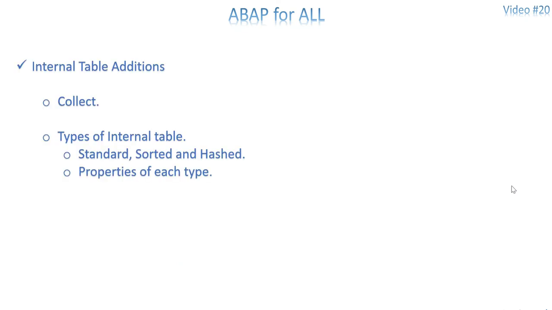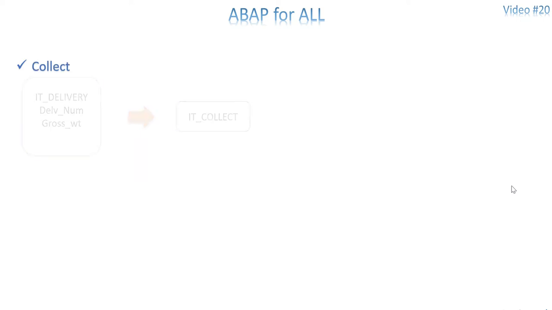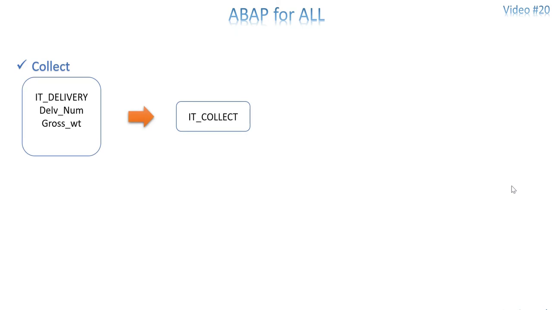First thing we are going to see is collect. From the name itself you can understand it is going to collect some values from the source internal table. It has its own property. The idea is that I'm going to get the consolidation of the delivery gross weight. If there is more than one item, I want to get the total weight of the delivery. So in this scenario, based on one particular field, you want to accumulate the values. For that we can use the collect option.